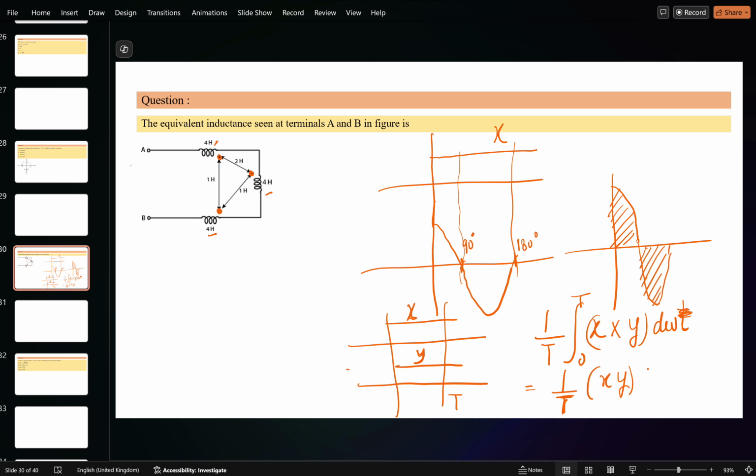When you see in the question, the XY term will come into the picture. That's why I have not taken the omega t term. Because the T was already there in the denominator, it will cancel out the d omega t term when you take the integration with respect to 0 to T. Got the point? That's why I have just multiplied the DC terms and not taken the omega t.